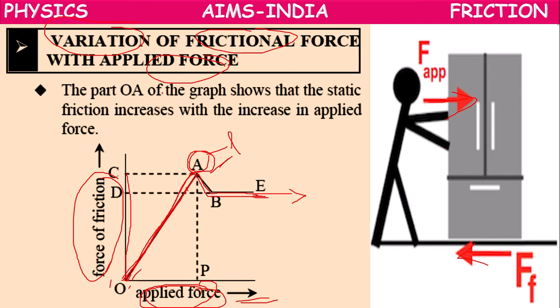This OA part of the graph shows static friction. We are applying force, and the static friction also goes on increasing up to a certain limit. So this OA part increases with the increase in applied force, and this represents static frictional force.